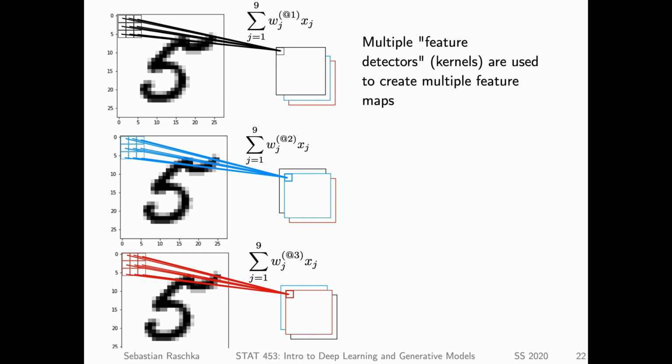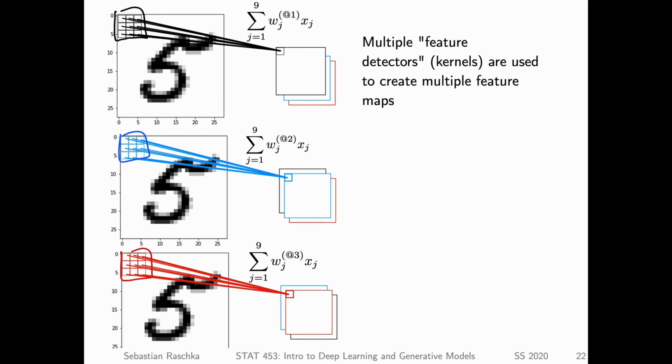So here, in black, this is the first kernel. I should also keep the same color. Blue is the second kernel, and red is the third kernel. This is exactly the same concept as before. We just slide these kernels over the input image to produce the feature maps.